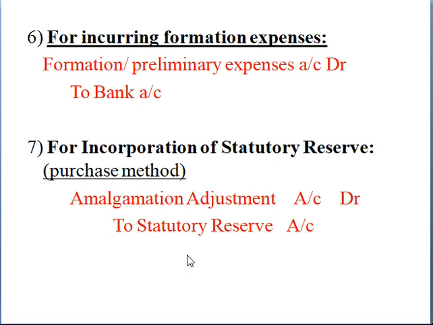Then next one is, see, all these are the common entries for both the methods. Then your seventh one is for incorporation of statutory reserve. This entry is only in the case of merger method. I said already, this statutory reserve is to be continued by the purchasing company for further years. In such a case, your entry is amalgamation adjustment account debit to statutory reserve account. So that's it with the entries in both the parties' books. Thank you.